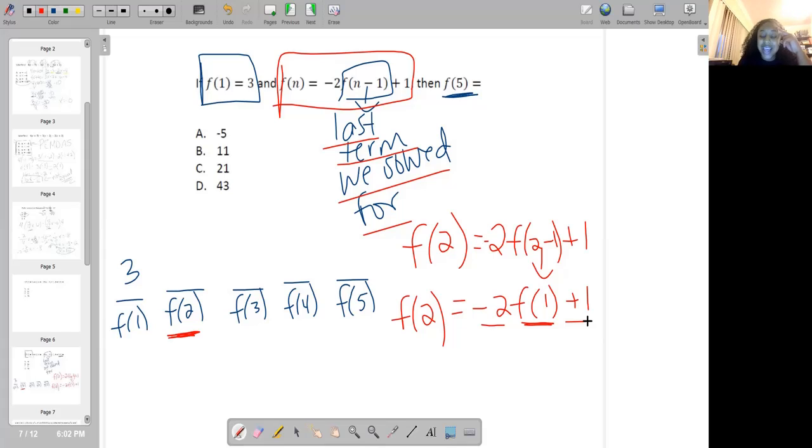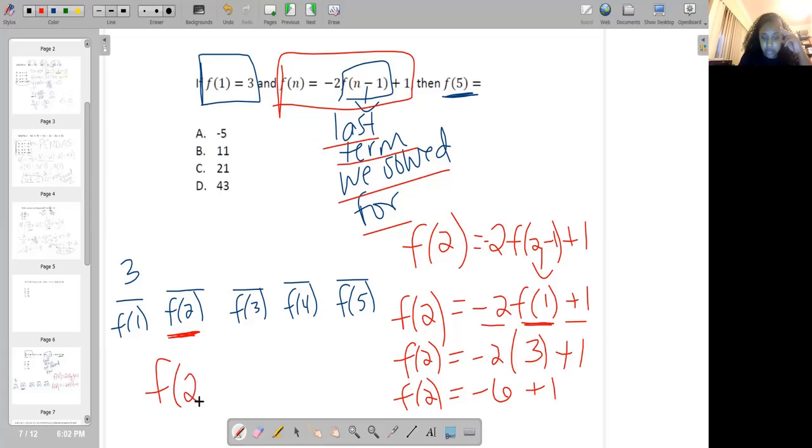F of 1 was 3, so 3 times negative 2 is going to be negative 6, and negative 6 plus 1 is going to be negative 5. So that means our second term is going to be negative 5. Now, I already know based on the function rule that I'm going to be multiplying my last term by negative 2, and then adding 1 after that. So if I take negative 5 and multiply it by negative 2, that gives me positive 10, and 10 plus 1 is 11. Found my third term.